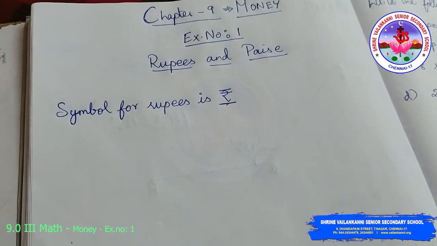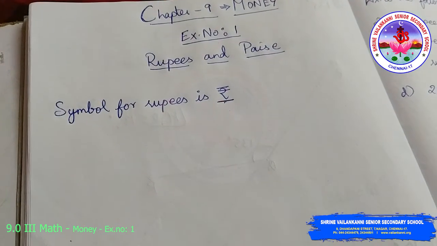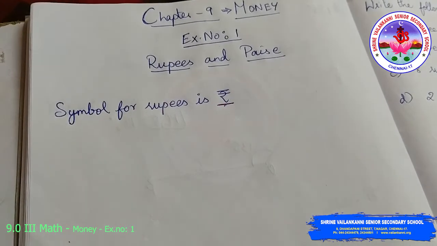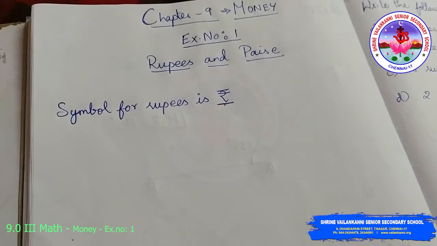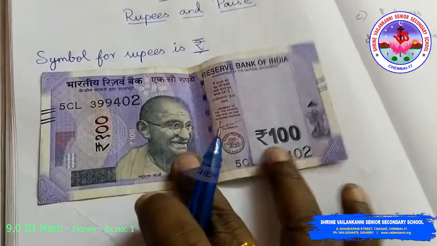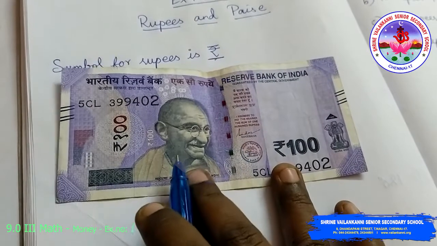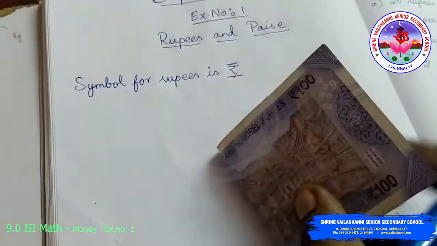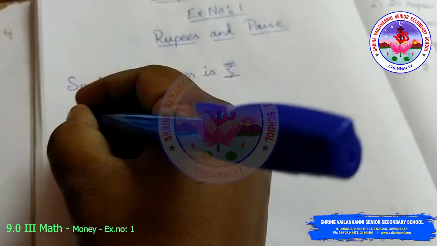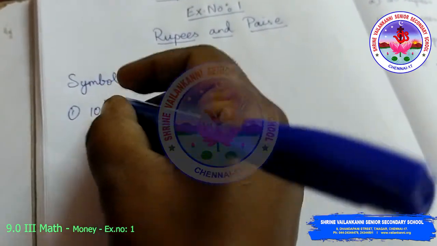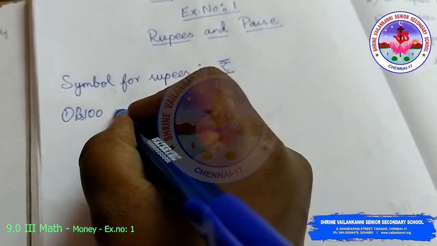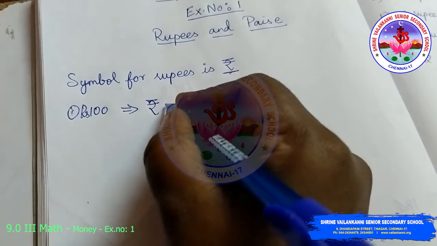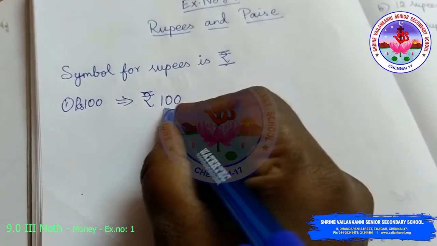Now I'll show you some amounts, and after that we can write that particular amount in rupees. So first, look at this. How much is this? 100 rupees. Yes. So this 100 rupees can be written with this symbol. This is the rupee symbol. After the rupee symbol you can write 100.